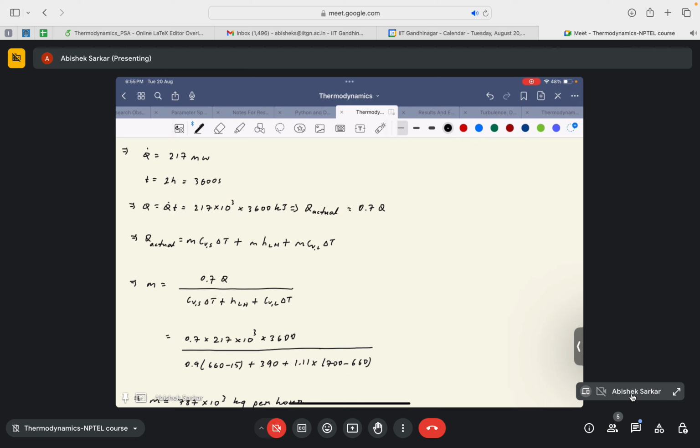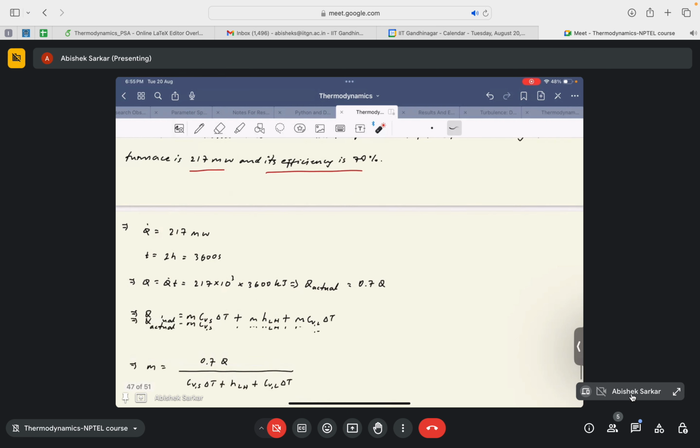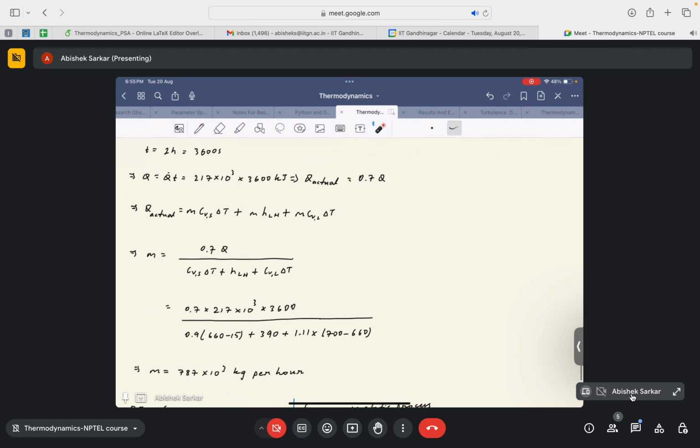So m is equal to 0.7 into 217 into 10 to the power 3 into 3600 divided by 0.9 into the temperature change in the solid phase, because the initial temperature of the aluminum was 15 degrees Celsius. So the temperature change in the solid would be from the initial temperature to the melting point of the aluminum, which is 660 degrees Celsius, plus the latent heat, that is again 390 kilojoule per kg, which is given here. So you can write it as 390 itself, plus 1.1 into 700 minus 660.